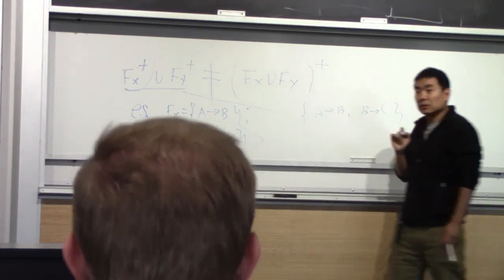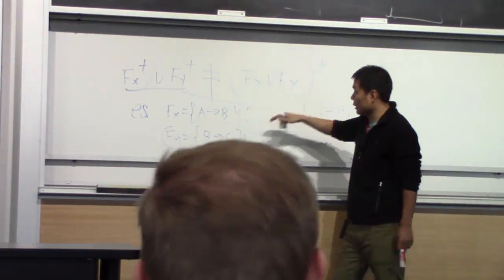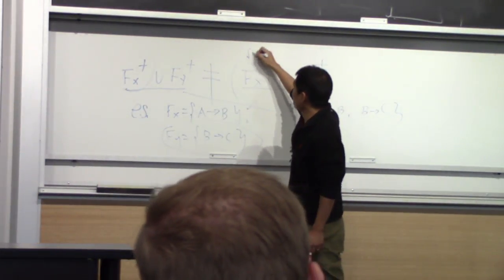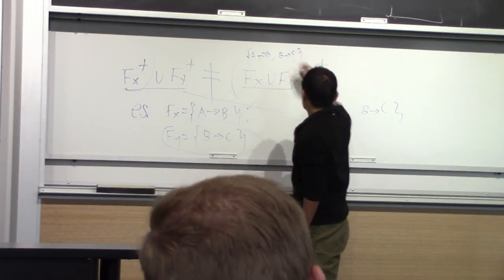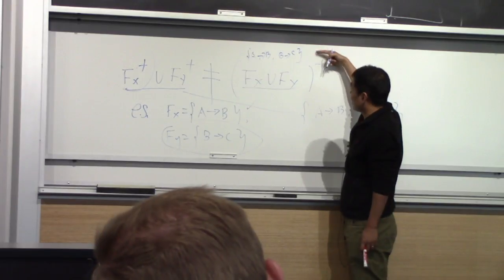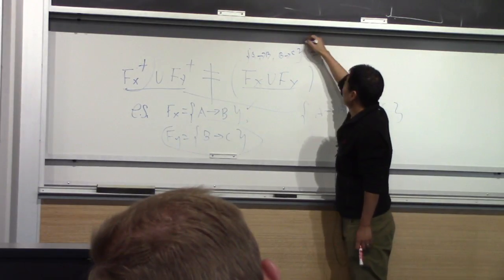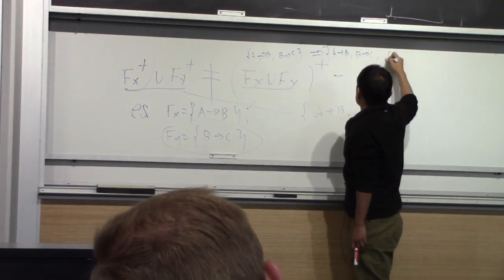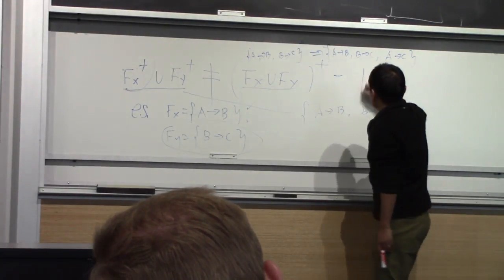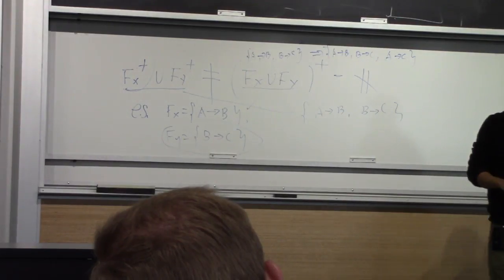That's it. But what's the union of the closures versus the closure of the union? You union them together, which is this. But once you now apply the closure, this becomes what? These are not the same. Yeah, from a set semantics.